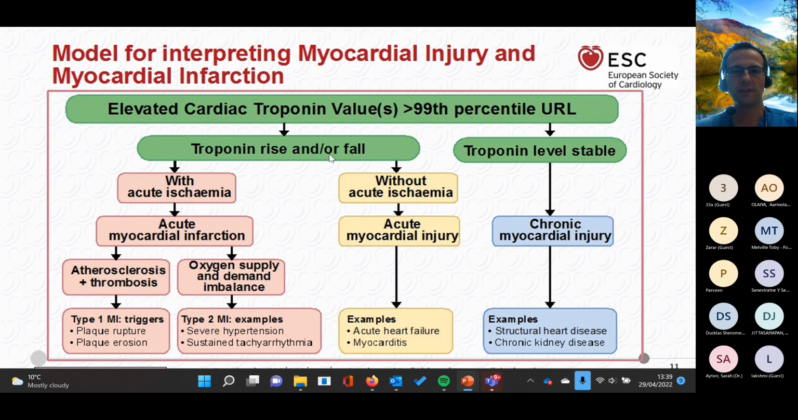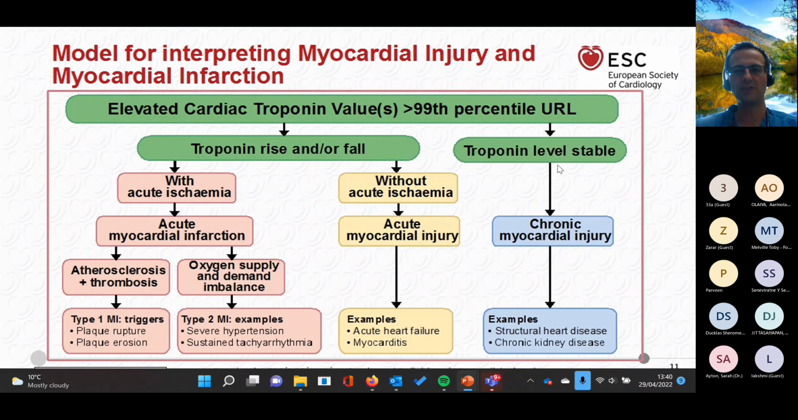If the troponin goes up and down without any evidence of ischemia, we would say that was an acute myocardial injury, for example, due to strain on the heart with acute heart failure. So if there's ischemia, then we'd be calling it a type 2 myocardial infarction. If there's no evidence of ischemia on the ECG, we'd be calling it more strain on the heart. Myocarditis would also be a cause of that, where it's not a problem with the blood supply, it's direct damage to the heart.